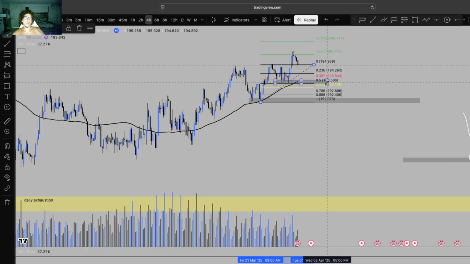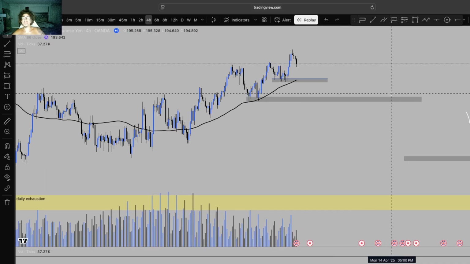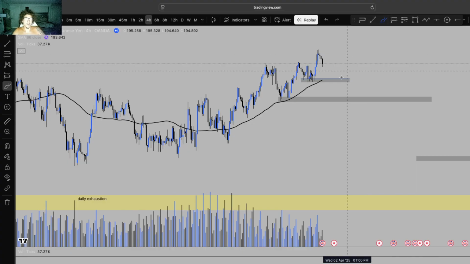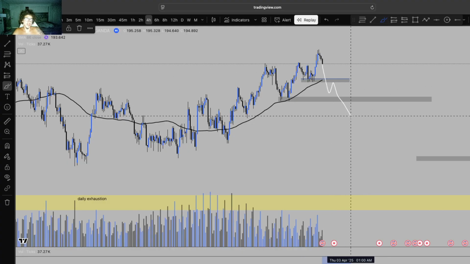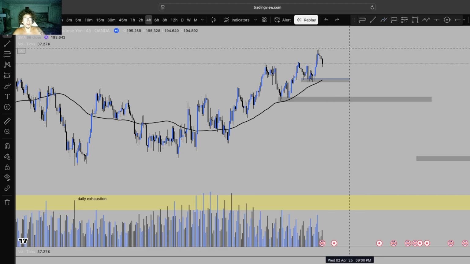Now, yes, it could break that. It could break exhaustion levels. Just because it's an exhaustion level doesn't mean it can't break. It just means it's gonna be harder to break. But we know that once this breaks this, it's gonna keep going, because this is a higher low, and when a higher low is broken, it keeps going.